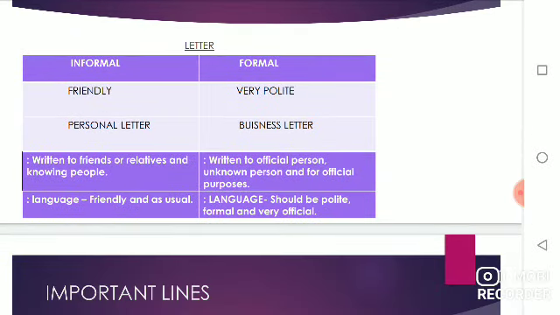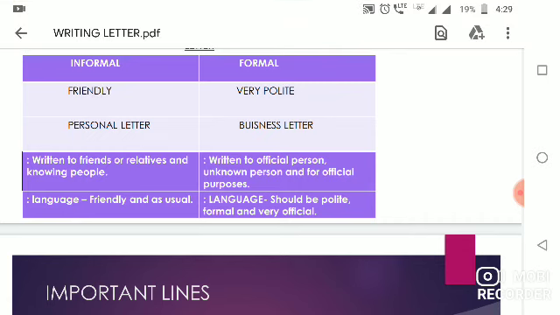Okay, so let us talk about to which place we can write this informal letter, and to which place we can write this formal type of letter. Okay, so informal way of writing this letter is written to friends or relatives and knowing people.